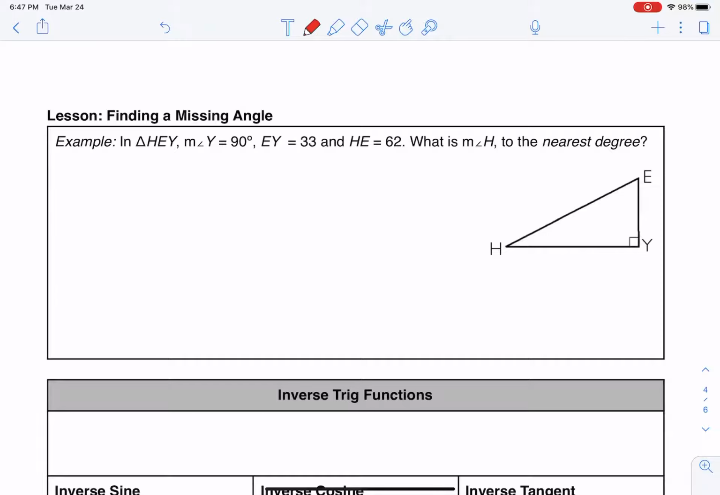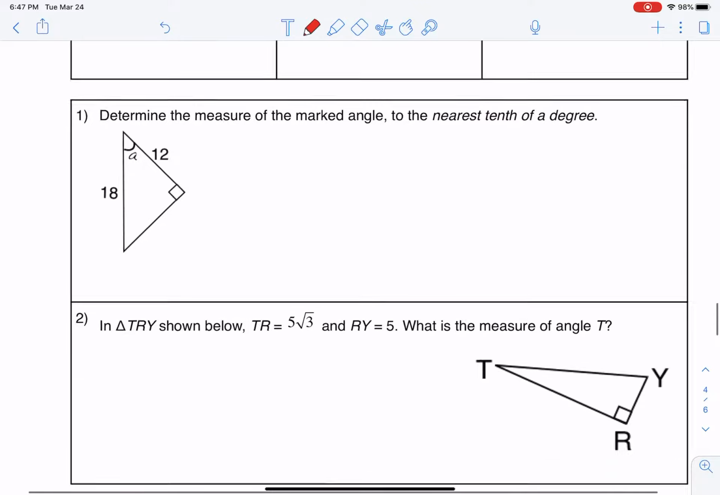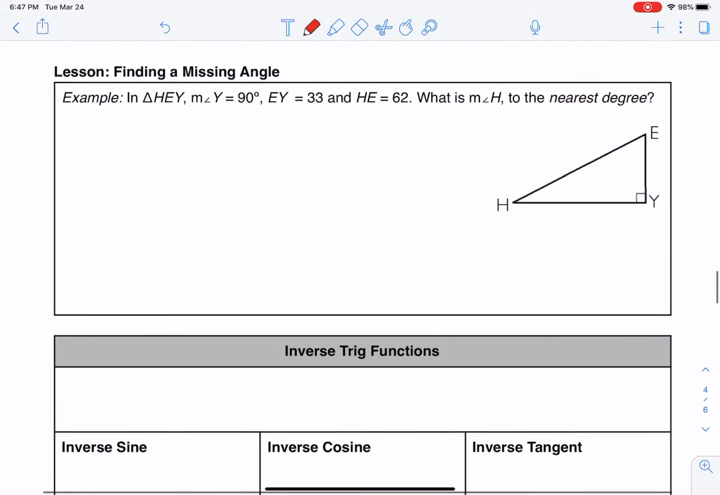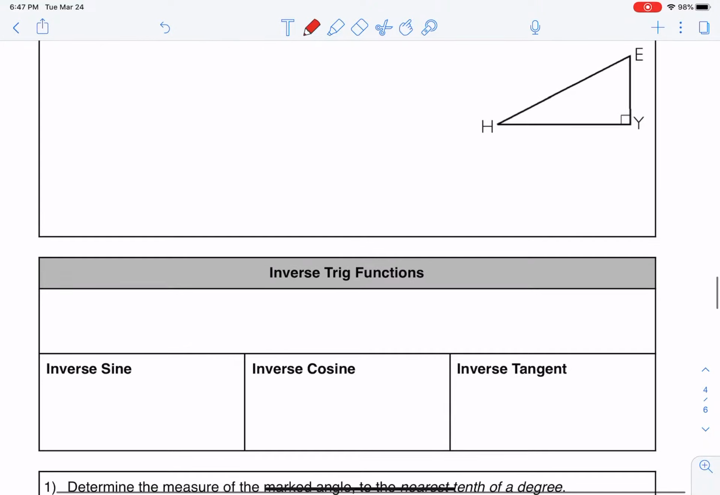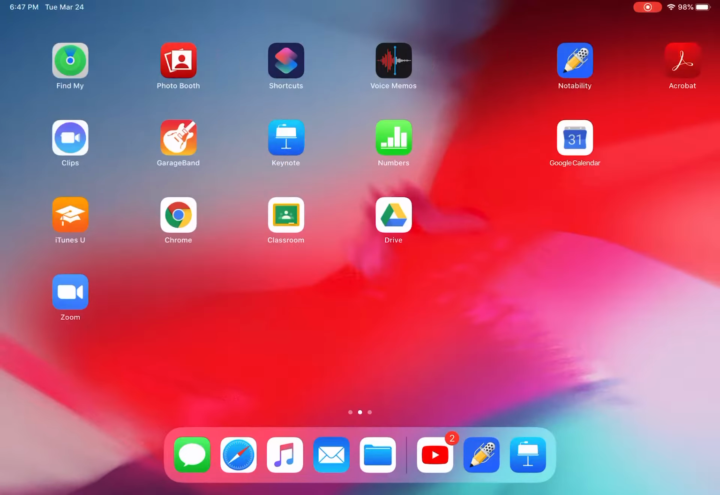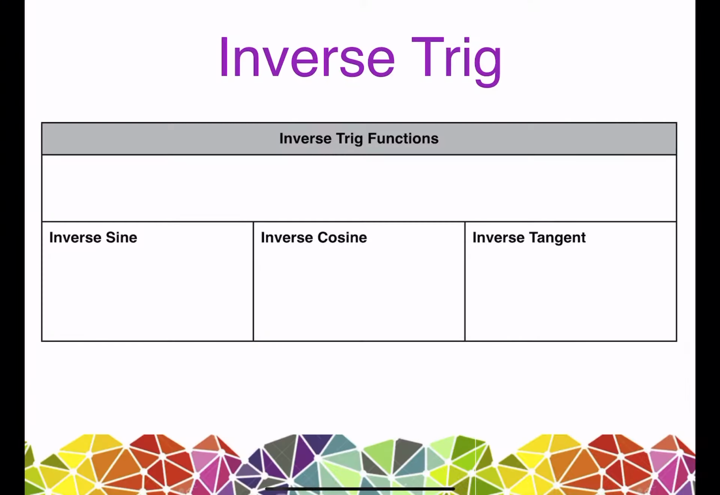And in this portion of the video, which really starts on page 4 of your handout, we're going to look at finding a missing angle. Before we do that, I'm going to give you some notes on what are called the inverse trig functions. So I'm going to move over to my slideshow. All right, so inverse trig functions.